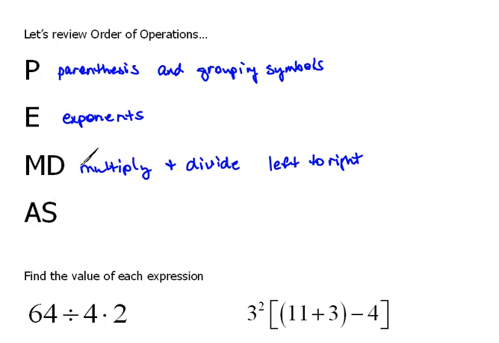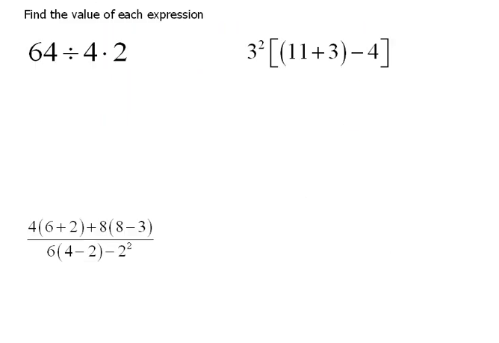Then finally, once we've done all of that, the last step is always to add and to subtract. And again, those are both basically the same operation. Adding goes forward, subtracting goes backwards. But because neither one is more important than the other, we work them left to right. Let's try some practice problems and see what we can do here.